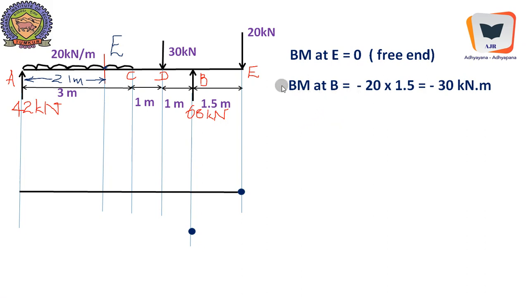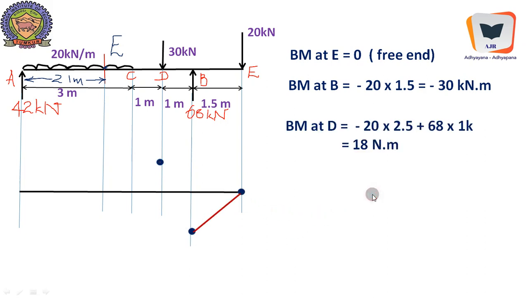BM at B equal to 20 into 1.5. It will make the beam hog downwards, therefore it is negative. 20 into 1.5, minus 30 kilonewton meter. Okay, it is negative, it is plotted already, and we need to connect them by a straight line. Then BM at D equal to minus 20 into 2.5, 1.5 plus 1, 2.5, plus 68, that is the reaction, into 1 meter.